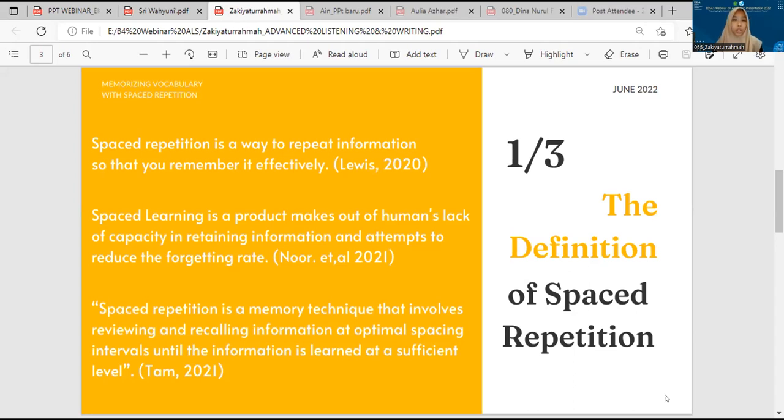Then Noor et al. in 2021 said that spaced repetition in learning language is proven in enhancing memory retention, which can contribute to positive performance and can help maximize student language performance. This reduces the time spent studying while increasing the brain's ability to retain memories. This is why spaced repetition is one of the effective techniques to use when learning vocabulary. Next slide.